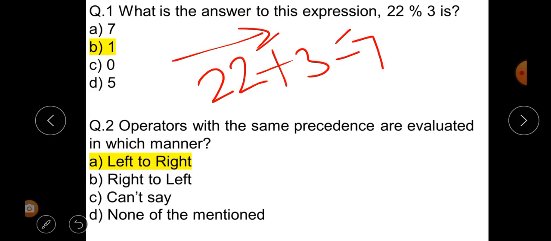That means first of all 22 plus 3 will be evaluated. After that, whatever the result, in this case the result is 25, then 7 is subtracted from 25. That means our answer is 18. So that will be the answer in this case. But the question is, operators with the same precedence are evaluated in which order? So we can say that when operators have the same precedence, they are always evaluated from left to right. Clear?